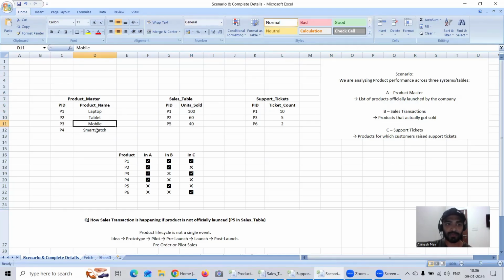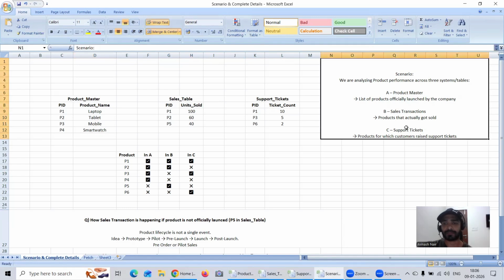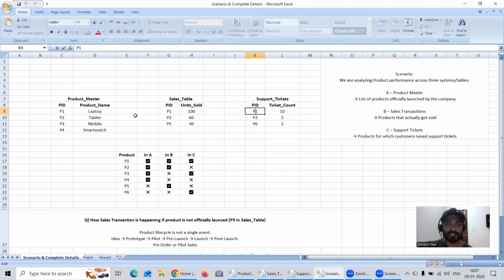For example, currently mobile and smartwatch maybe didn't get sold at all in that particular product company. So that's why it's not mapped over here. Fine. Then comes the support tickets, products for which customers raised support tickets. For this P1 laptop, some issues came up and the total count has been 10. Out of these 100 units which have been sold, it's not necessary that they were sold to 100 people. One person can also buy 2 or 3 laptops, right? But out of those 100 units sold, 10 definitely came up with support tickets.